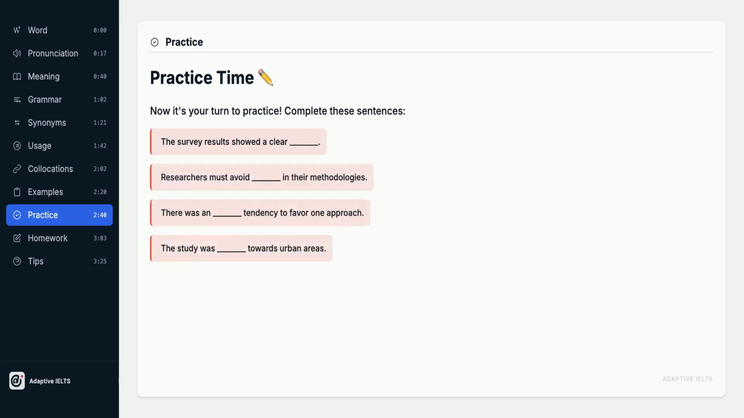Complete these sentences. 1. The survey results showed a clear blank. 2. Researchers must avoid blank in their methodologies. 3. There was an blank tendency to favor one approach. 4. The study was blank towards urban areas. Answers: bias, biased, biased, biased.